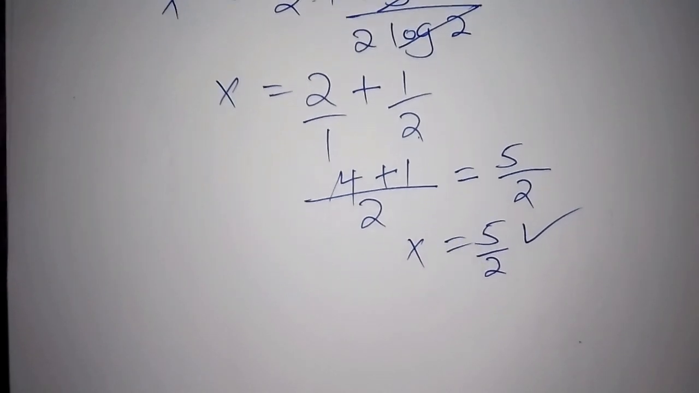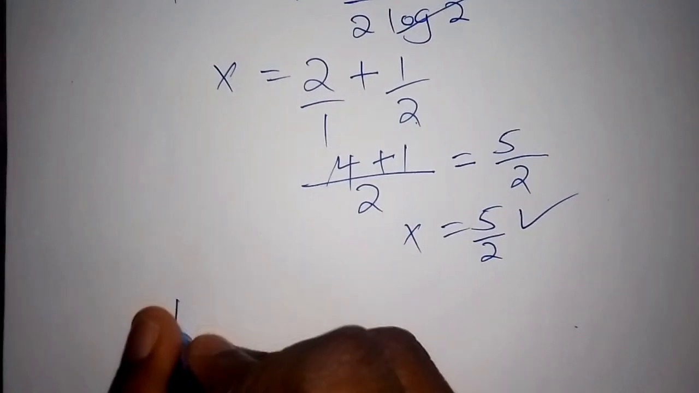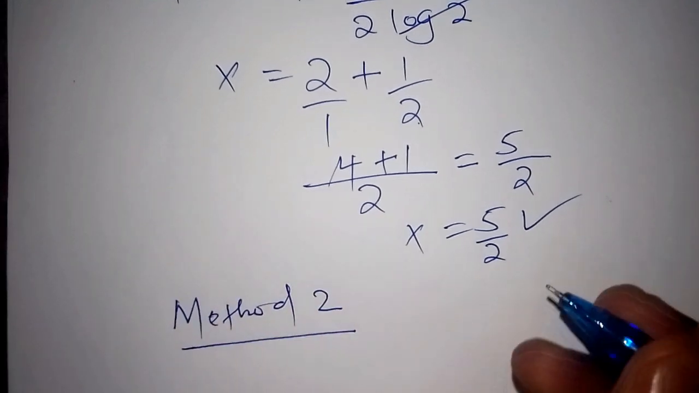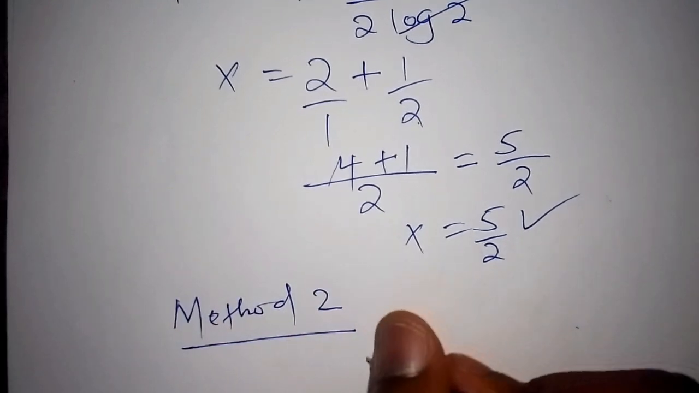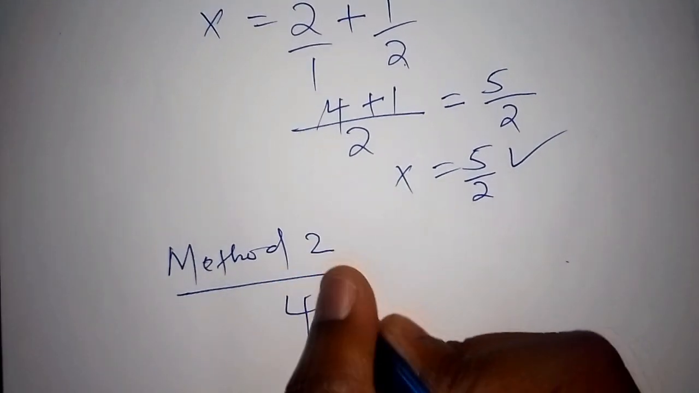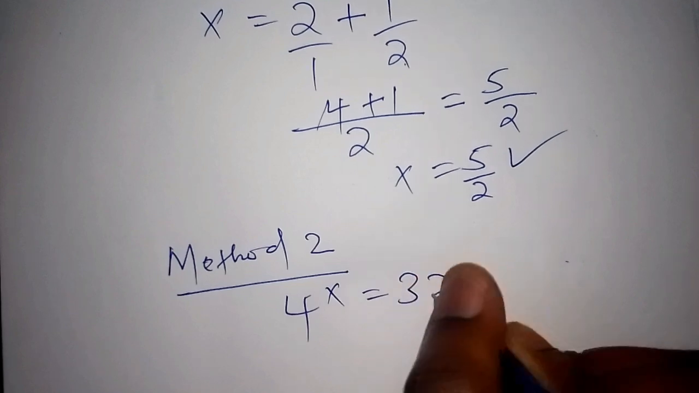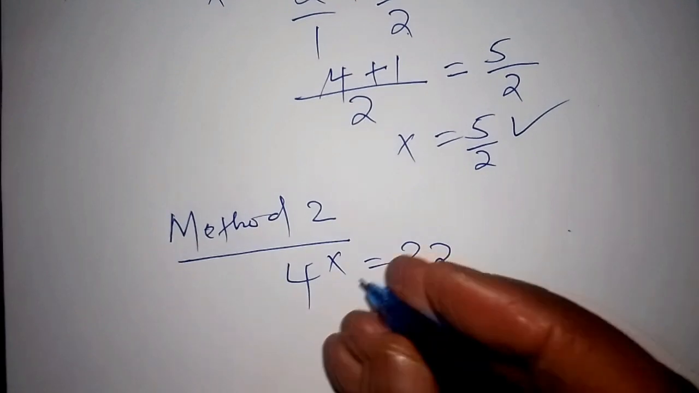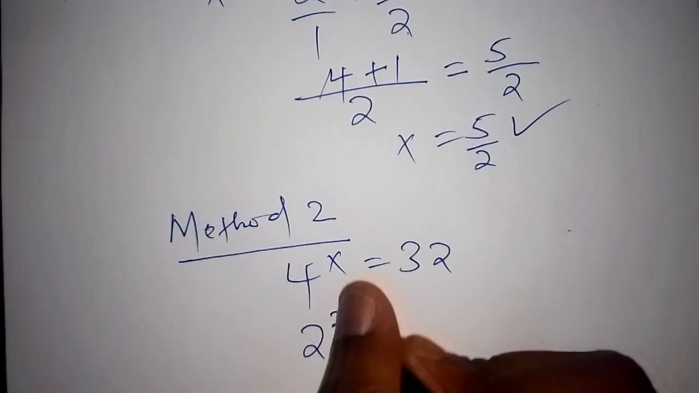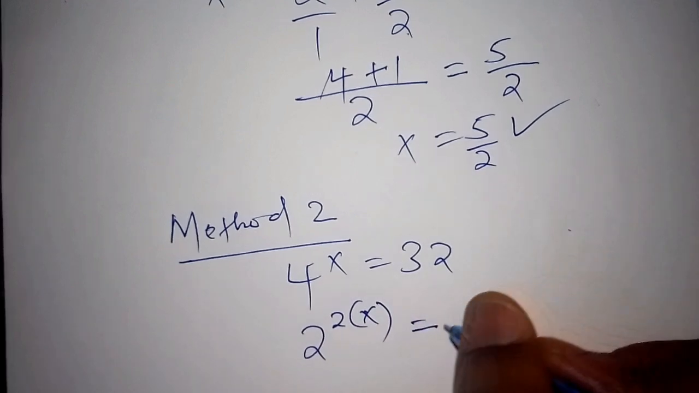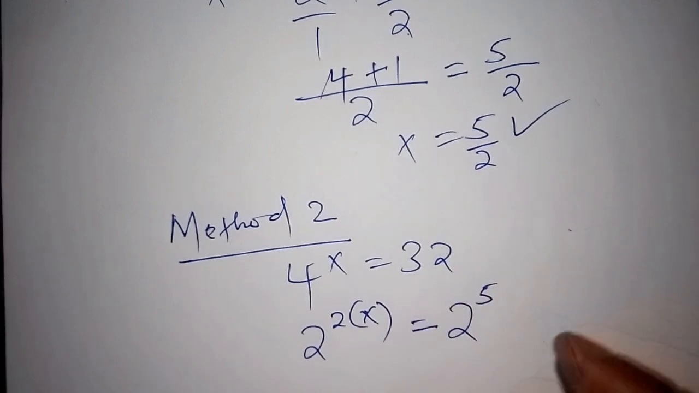Now let's move to the second method. Method 2: we were having this problem, 4 to the power of x is equal to 32. We can express all of these as powers. So 4 we can say is 2 to the power of 2, in brackets to the power of x, then close the bracket, is equal to, this one we shall have 2 to the power of 5.